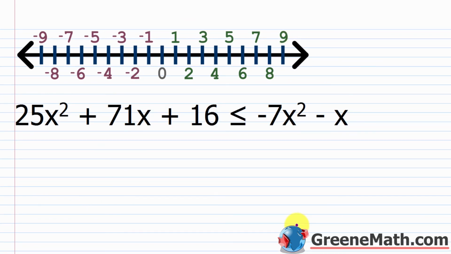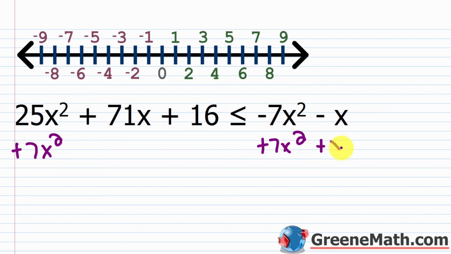All right, so that one was pretty easy. This one's also going to be easy, but just a little bit more tedious. So we have 25x squared plus 71x plus 16 is less than or equal to negative 7x squared minus x. So again, the first thing I'm going to do is write this as a quadratic expression on the left, 0 on the right. So I can add 7x squared to both sides of the inequality.